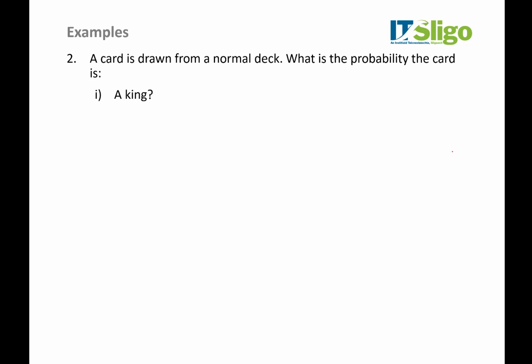A card is drawn from a normal deck. What's the probability the card is a king? Well, again, what's the possible, which goes on the bottom? Well, there's 52 cards in a deck.